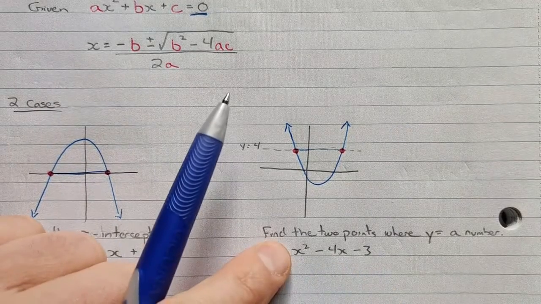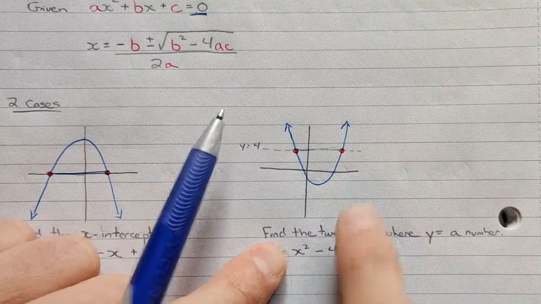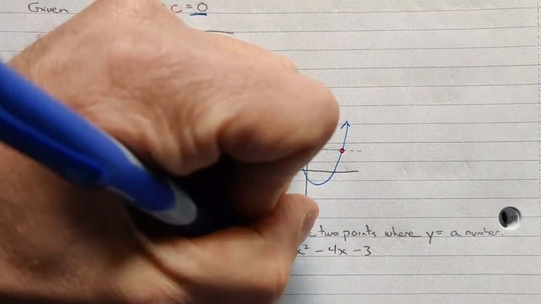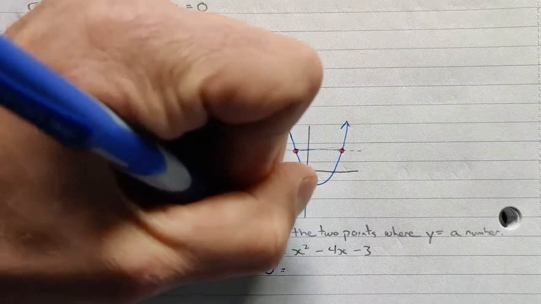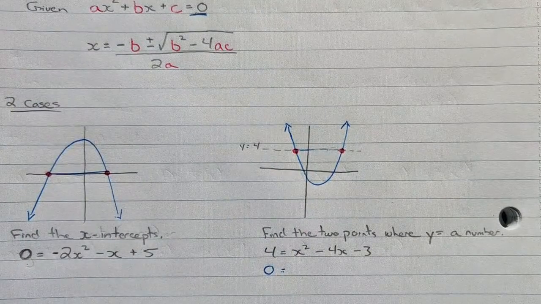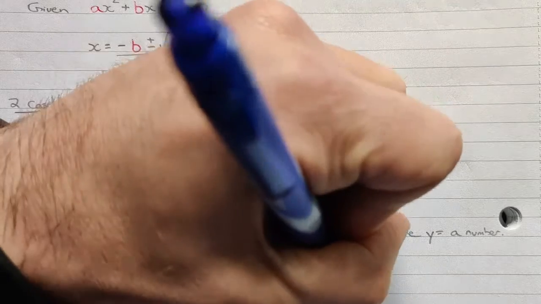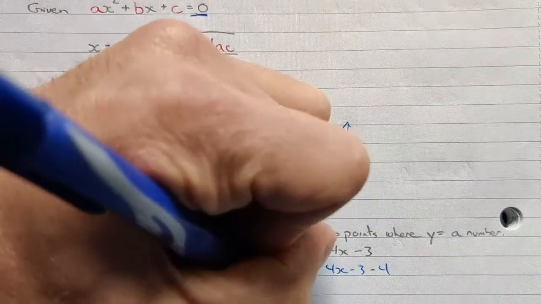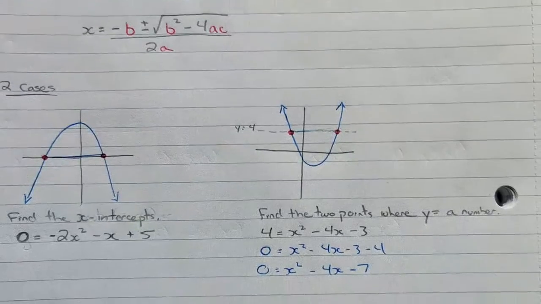So here's your equation, and we want to find the 2 points where y is equal to 4. So when you're working with that, all you're doing is setting it equal to 0 by moving the 4 over and subtracting it from the other side. So you'd get x squared minus 4x minus 3 minus 4 in this case. And so you can just recreate a 0 equals equation by doing that and moving that number over.